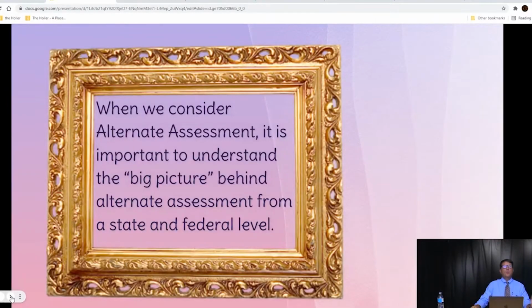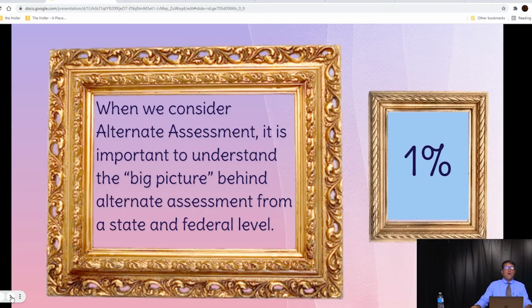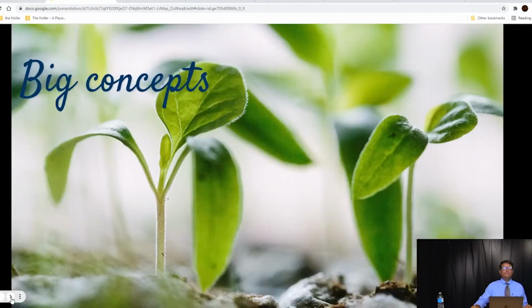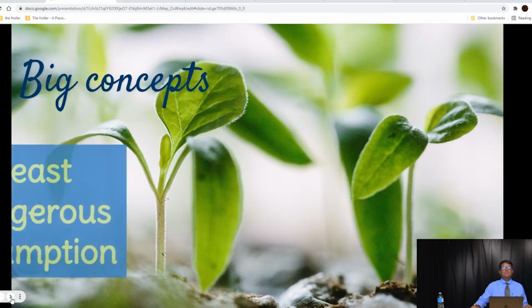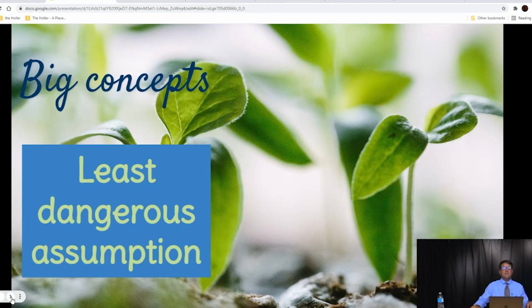And so when we consider alternate assessment, it's important to understand the big picture behind alternate assessment from a state and federal level. We know that anytime we go beyond 1% of our total population of students with disabilities being on alternate assessment, then we're going to need to review our practices and procedures. So the big concepts, we're going to use this least dangerous assumption.